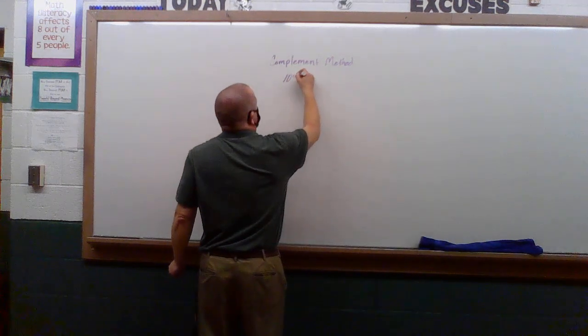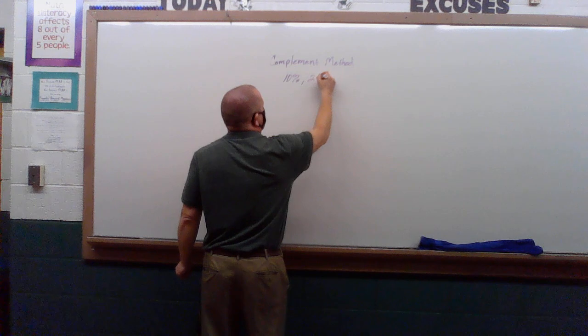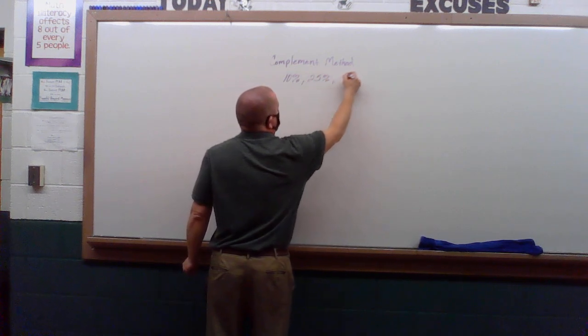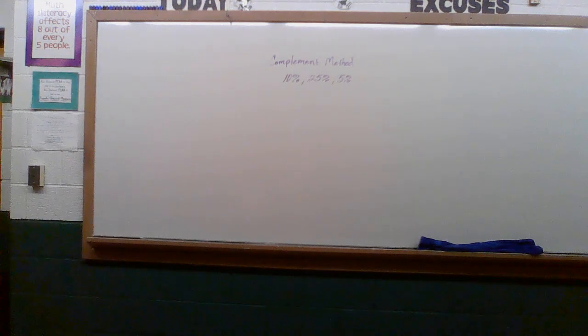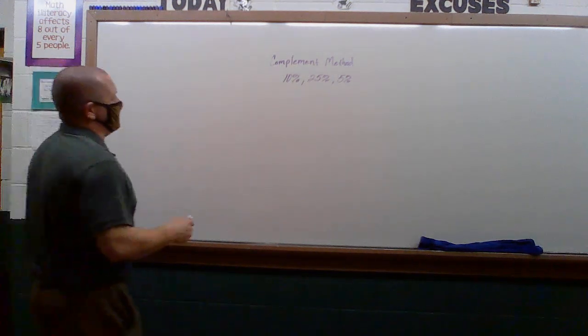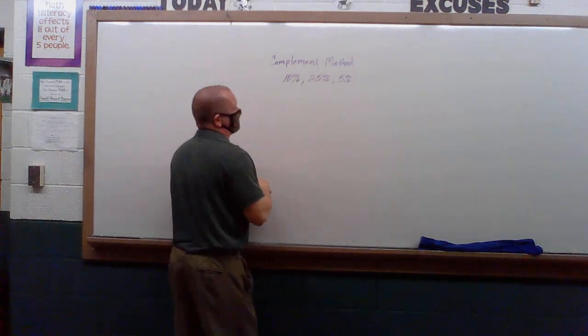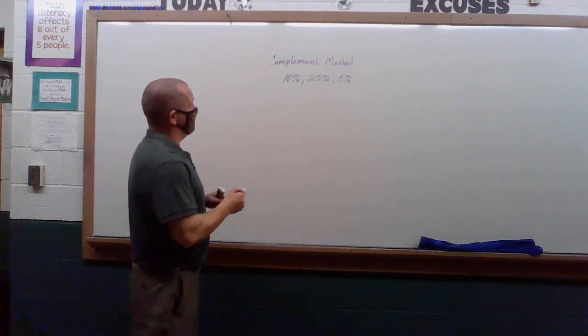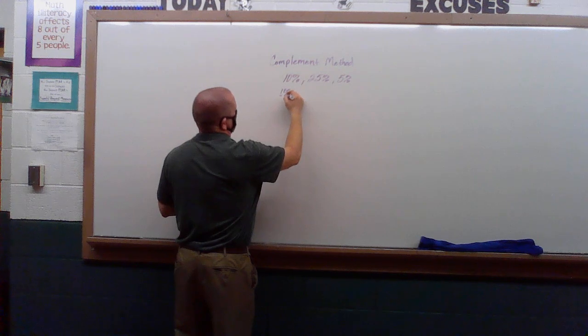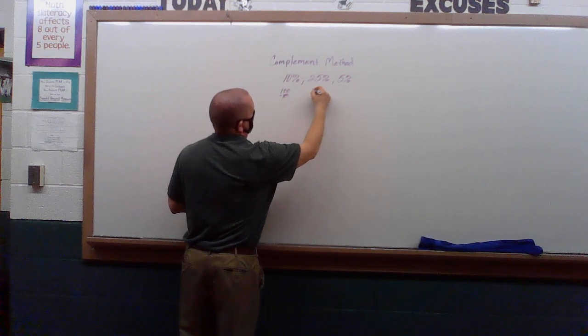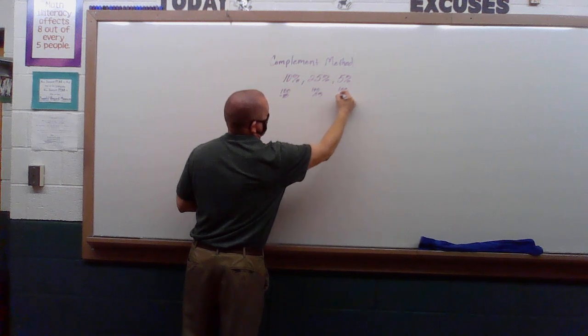So 10%, 25, and I think 5, right? Okay. So the first thing that you're going to do in the complement method is you're going to take each one of your percents and simply subtract it from 100. So obviously, 100 minus 10, 100 minus 25, and 100 minus 5.